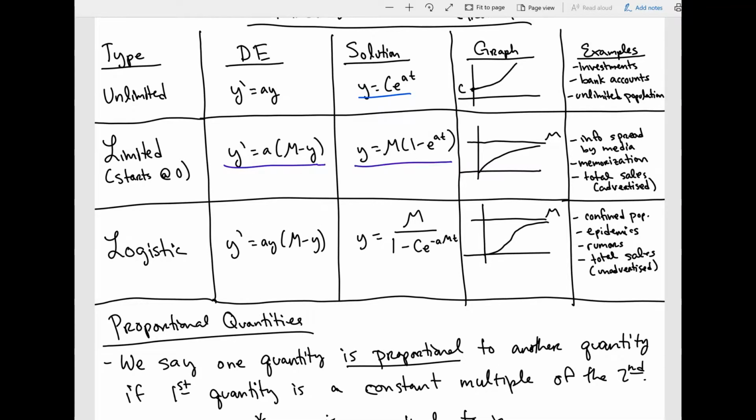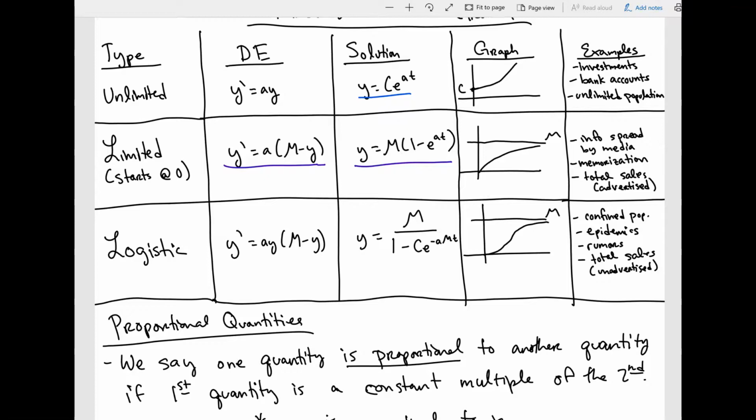I solved the solution. This is what I got. So basically, if you look at it, with limited growth you start increasing really, really rapidly, and then it kind of levels off because you have a maximum. One way that you can explain this is information spread by the media.